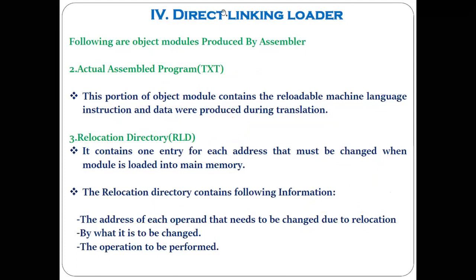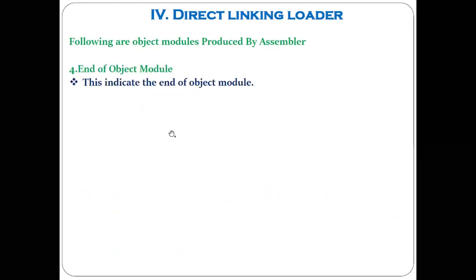So the relocation directory contains the following information: the address of each operand that has to be changed, by what address it has to be changed, and which operation needs to be performed in order to change that. So this is the third object module, which contains the information related to the relocation. And the last object module is the end object module, which simply indicates that the object module has ended.